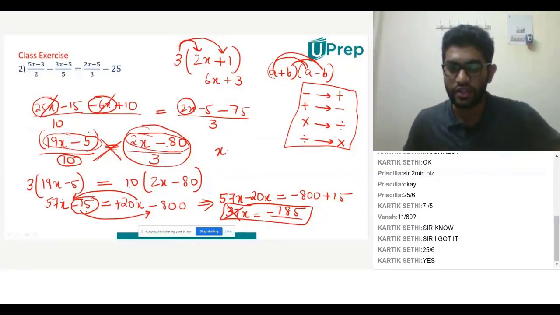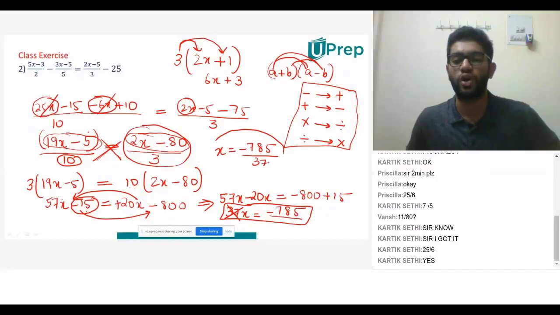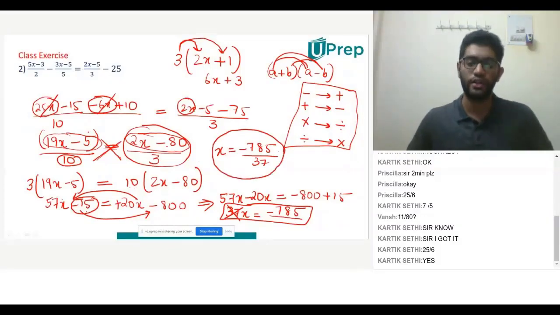Therefore, x is equal to minus 785 divided by 37. If you guys want, you can divide this and solve, or else you can leave the answer over here. Is this clear?